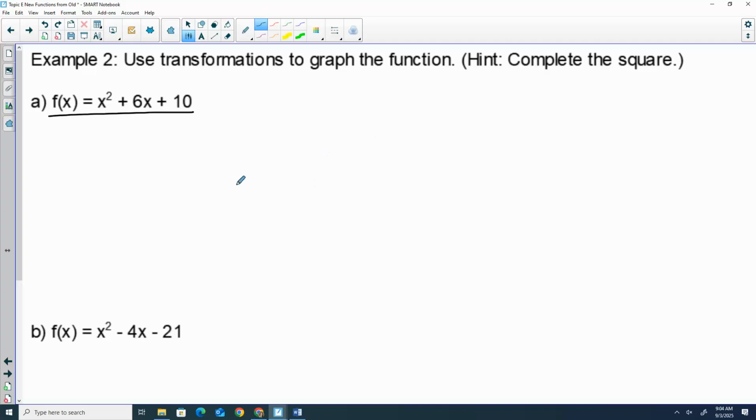All right, we want to keep this just equal to f of x. We're rewriting our function. So what we do is we group the x's together, leave yourself a little space, put that plus 10 outside your parentheses.